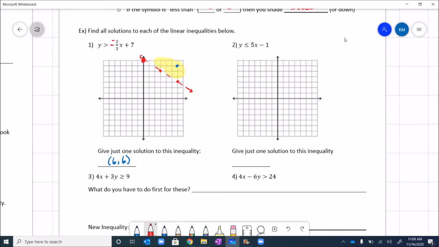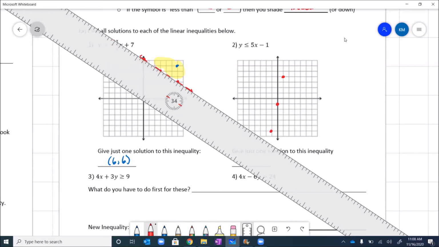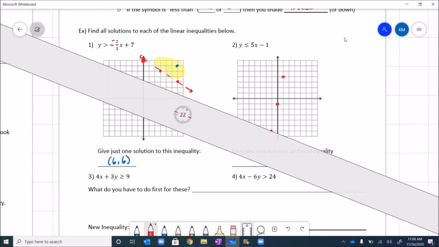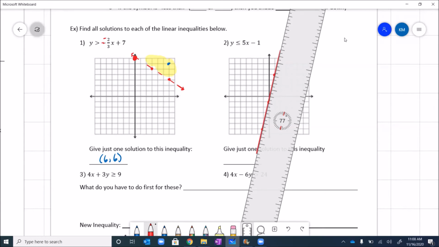Here I have my y-intercept is -1. My slope is 5, so up 1, 2, 3, 4, 5 over 1. Down 1, 2, 3, 4, 5 over 1. This is or equal to, so my line should be solid. So I should have a solid line there.